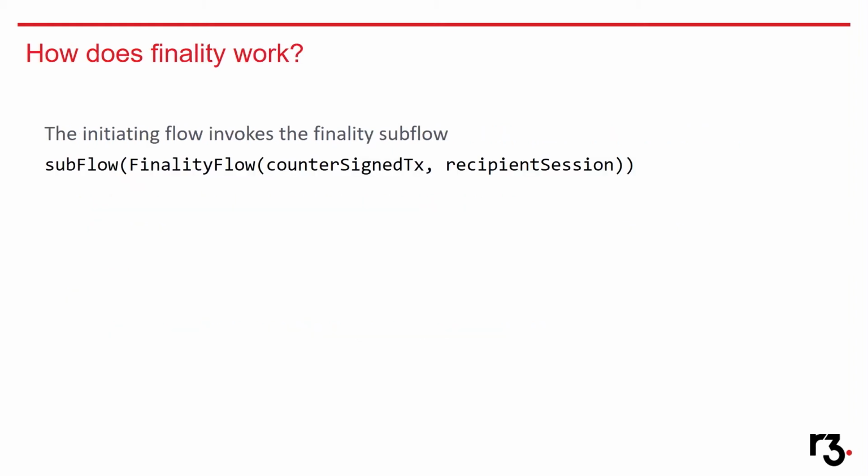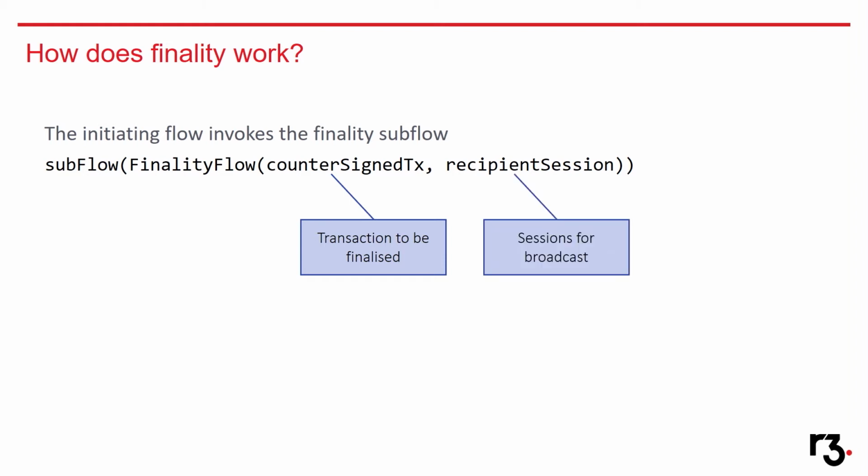How does it technically work? You call a subflow, it's called FinalityFlow. You pass it a transaction that is ready to be recorded, that has all the signatures it needs, and all the agreements it needs. And you also pass it one or more sessions where it should broadcast, the counterparties that were involved that should receive the states and the transaction that is part of this flow.